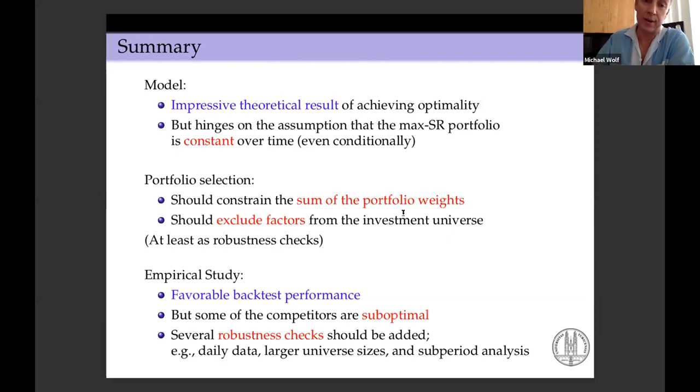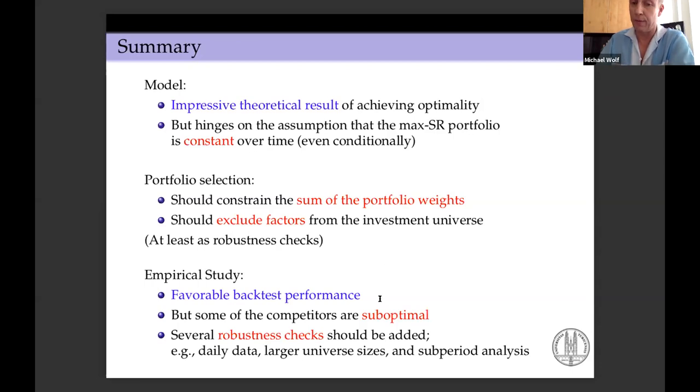Portfolio selection: I think at the very least, one should take into account a constraint on the sum of the weights to be fully invested, which is what most people have, or to be zero invested, what some people have. But to not know what your budget is, it's not useful to managers, I would think. And then at least as a robustness check, we should take out factors from the investment universe, right?